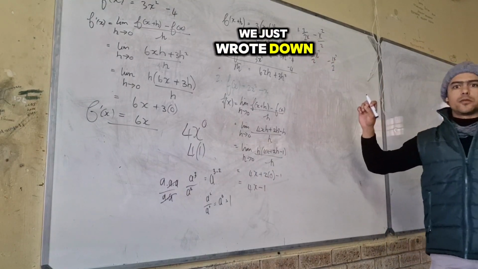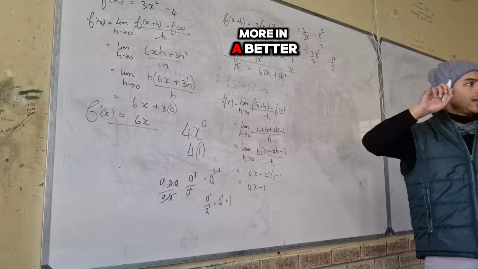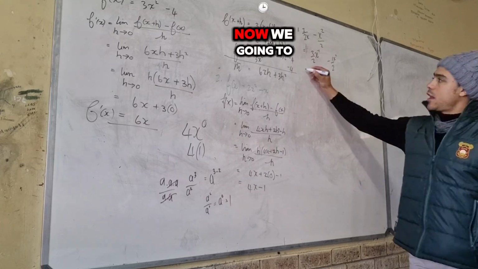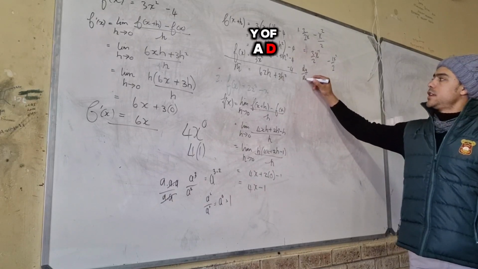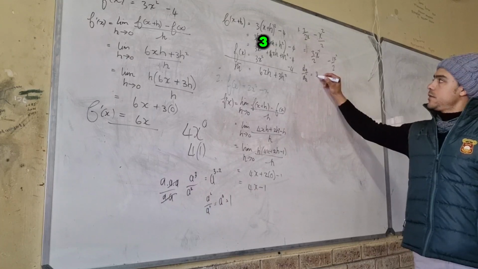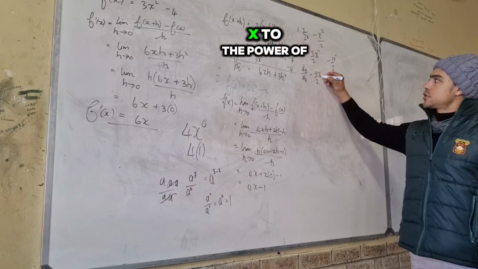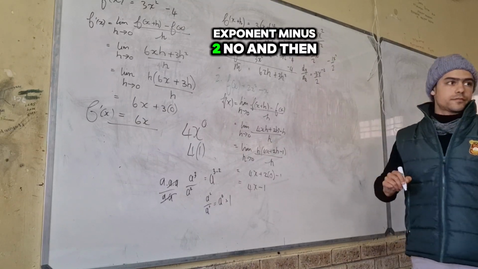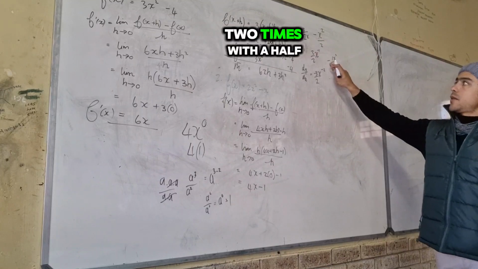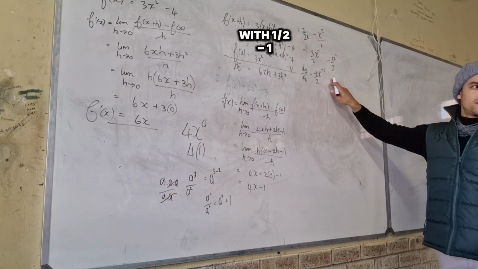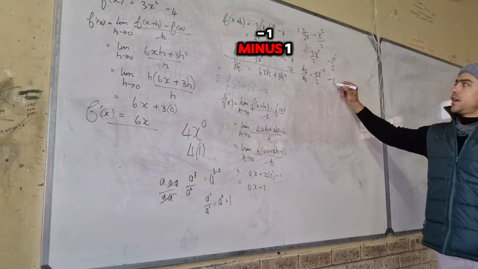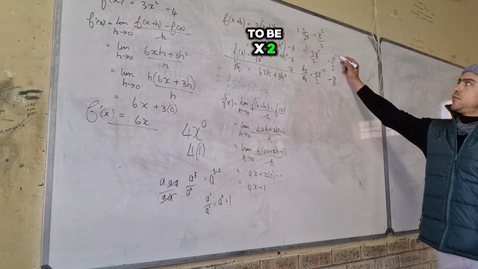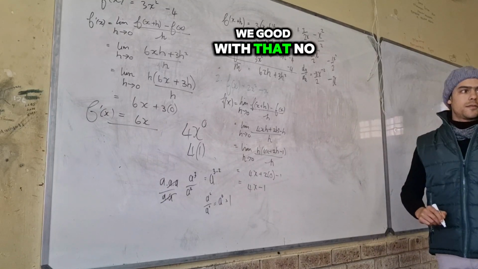We just wrote it in a simpler, better way, where it doesn't have fractions, brackets or inserts. Now we're going to differentiate. dy over dx is equal to negative 3 over 2 x to the power of, if I drop one exponent, minus 2. And then 2 times a half. What is 2 times a half? Minus 1. But I don't have to write down that 1, so it's just going to be x. 2 minus 1 is 1. We're good with that?